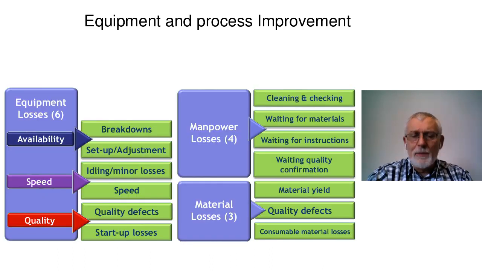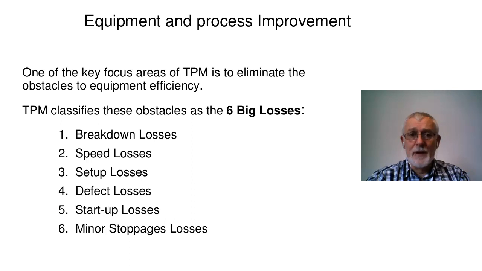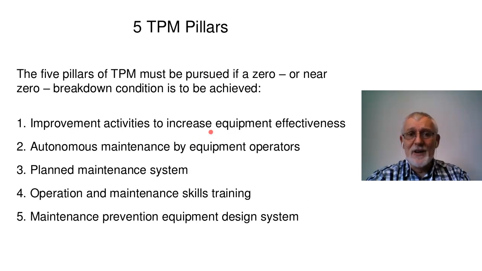In addition to those 6 big losses, there are a number of other areas that can be identified when we go through the OEE process in using TPM. So in addition to the 6 big losses that I've got identified here on the left-hand side, we have manpower losses, so cleaning, checking, waiting for materials, instructions, waiting quality confirmation, all these types of things that go on pretty much on a daily basis in many organizations. Plus you've got material losses, quality defects that are not related to the equipment process itself, material defects, and so on. So we have lots of opportunities in terms of, as I mentioned, improving and increasing equipment effectiveness.